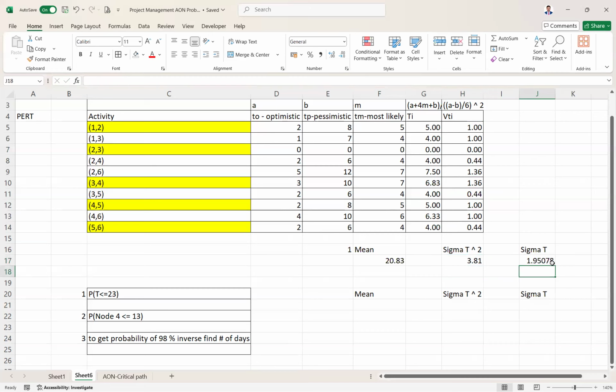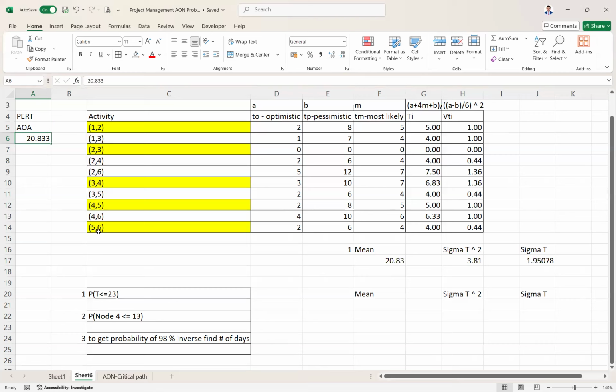That gives you the sigma value. Now come back to the question. Probability of finishing the entire project less than or equal to 23 days. The maximum time we have found for this question we have solved in the second video. If you see, that is the question that we have solved. We have got 20.833. This is the critical length we have got for this activity.